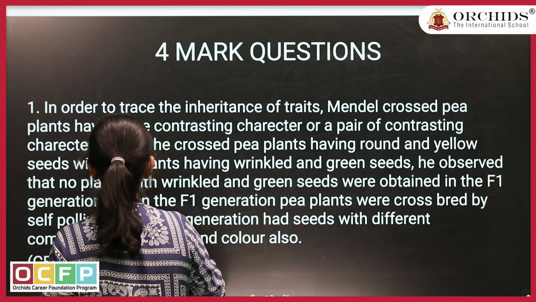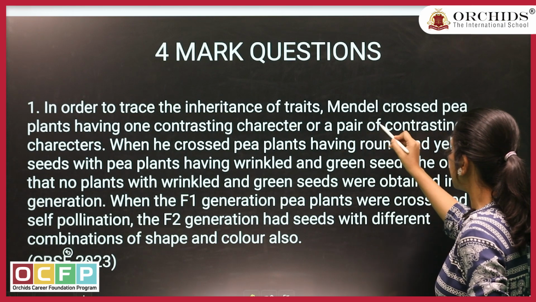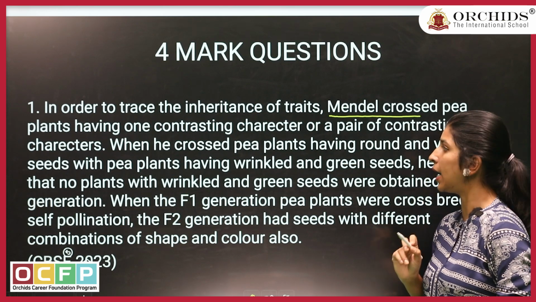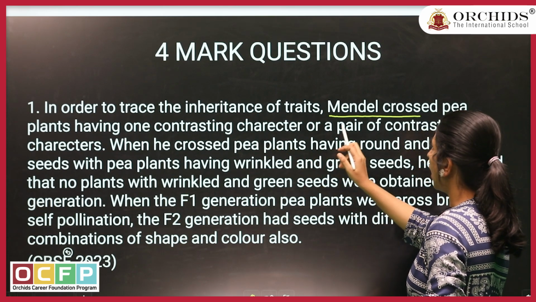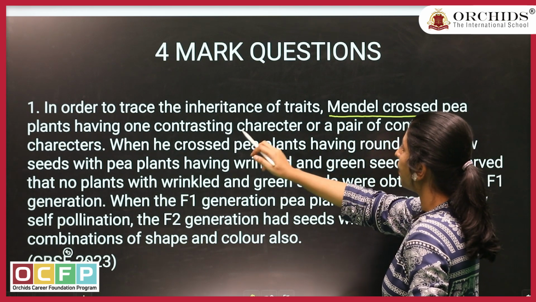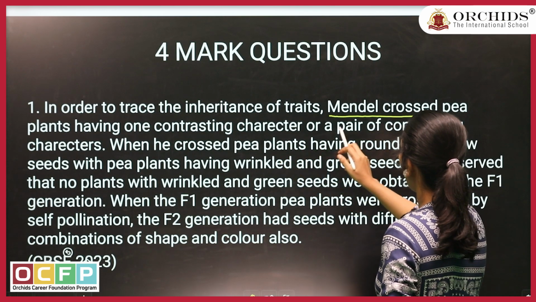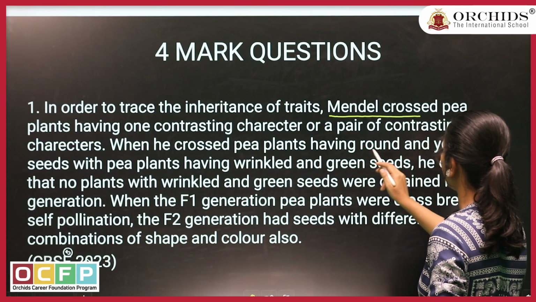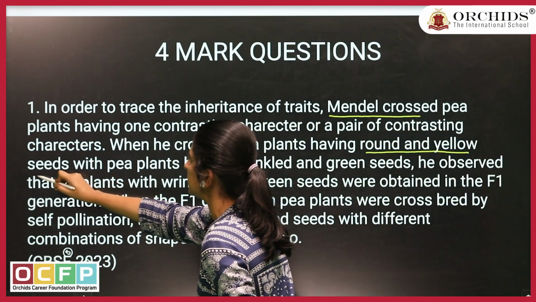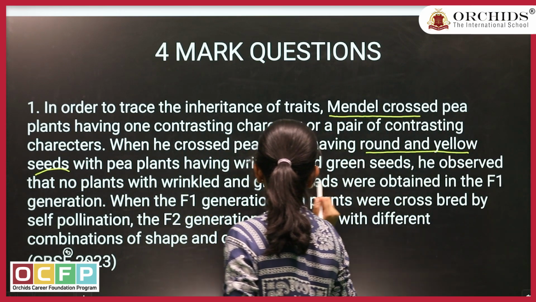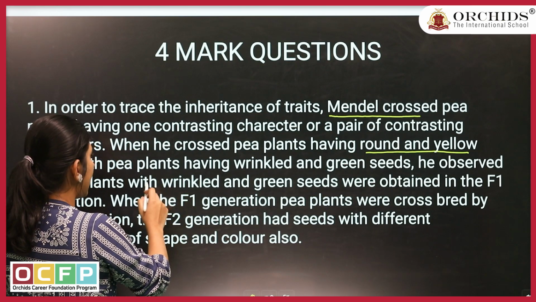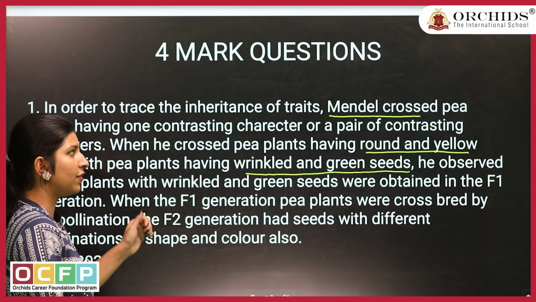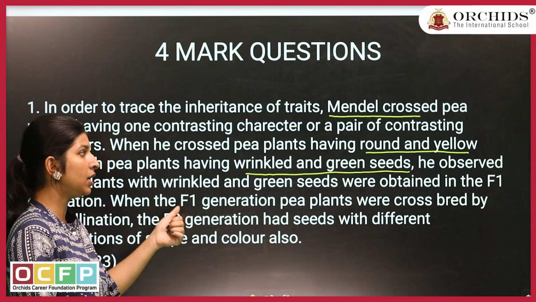When we are reading this question, first itself they gave us one clue that it is a Mendel cross. So, it could be based on monohybrid cross or dihybrid cross. The first statement is about Mendel's crosses based on 1 contrasting character or a pair of contrasting characters. Then the next statement starts like, when he crossed pea plants having round and yellow seeds. Here itself you can see 2 characters. And then the next plant with wrinkled and green seeds. So from this itself we can understand that the case is on a dihybrid cross.